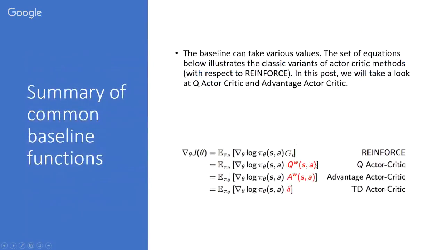The baseline can take various values. The set of equations below illustrates the class of variants of the actor-critic method with respect to REINFORCE. In a later post, we will take a look at the Q actor-critic and the advantage actor-critic. As you can see, this is just the base REINFORCE, and the actor-critic has the Q value. Then you have the advantage actor-critic, which replaces that, and then the TD version, which replaces it again.